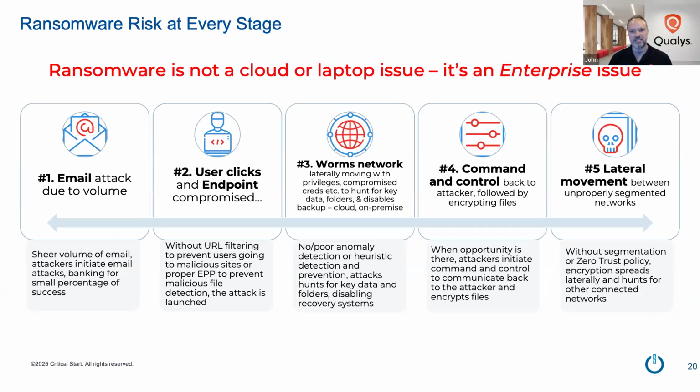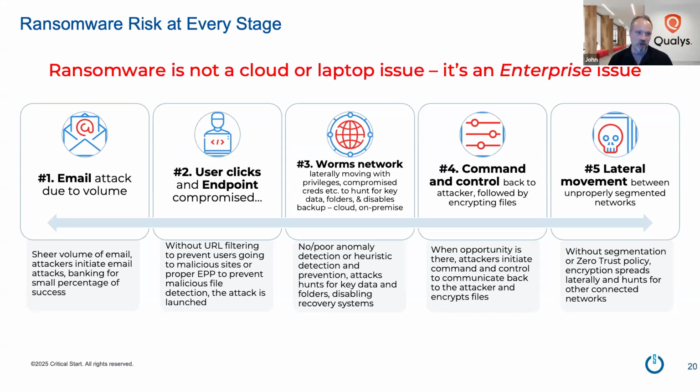Yeah, and it's not just a single point of entry for these ransomware groups either, right? It's not just a cloud or laptop issue; it's an enterprise issue. And I know you talked before about the ransomware lifecycle. When we look at it from the Qualys perspective, we think about all these little inflection points where things could go bad. So we call it an enterprise issue because typically it's not going to be just one solution that's going to solve your problem. It could be like number one here, there's an email attack, just a volume of emails coming in. Maybe somebody's going to click on something and number two happens. So the user clicks on it and that endpoint becomes compromised, because there wasn't a good endpoint protection in place.